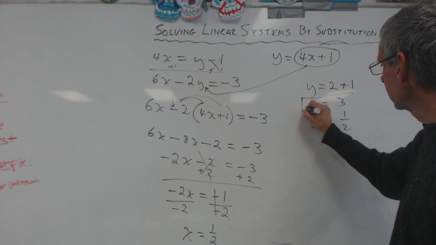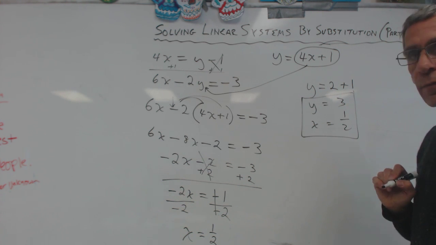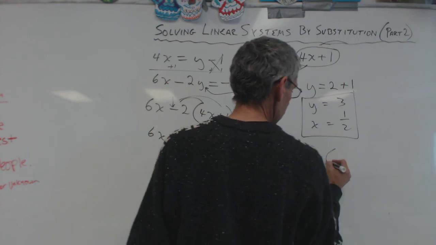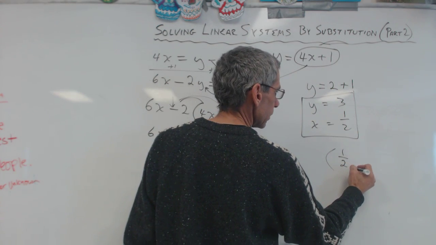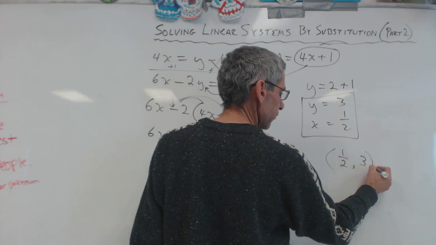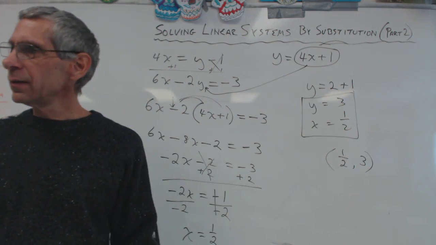Okay, wait, what? Did somebody lose somebody? No. So my final answer would be 1/2, comma, 3. Is it okay to have a fraction in these things? Yeah.